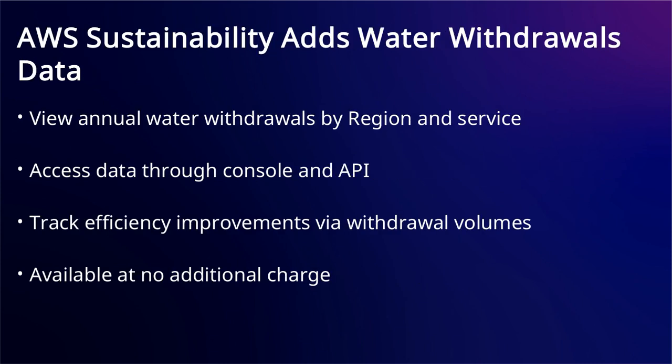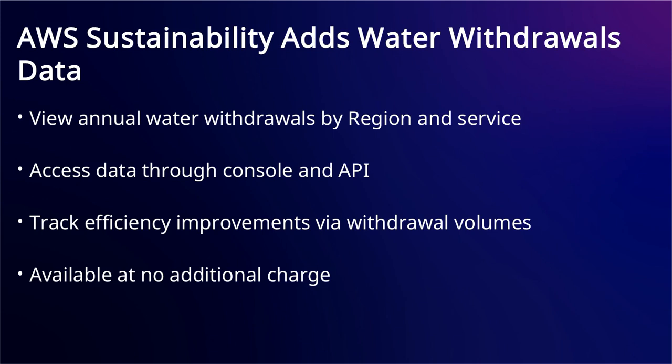Organizations need comprehensive visibility into their environmental impact beyond carbon emissions to meet sustainability goals and reporting requirements. You can now access annual water withdrawals data for your AWS workloads through AWS Sustainability. You can view water withdrawals by AWS region, service, and account to understand data center water usage. You can access this data through the AWS Sustainability Console and API for integration into your reporting workflows.